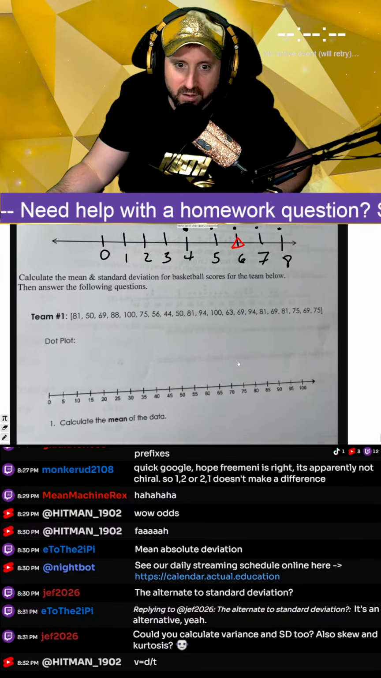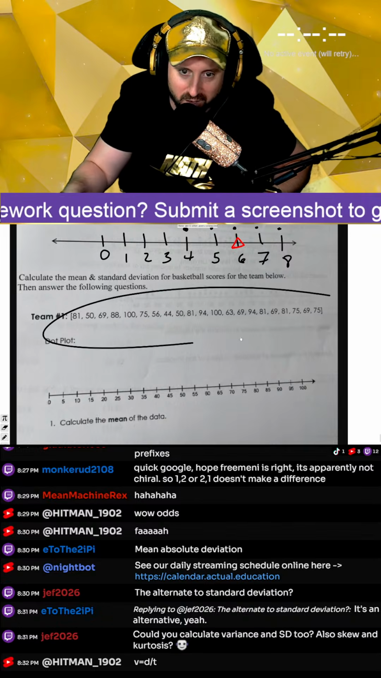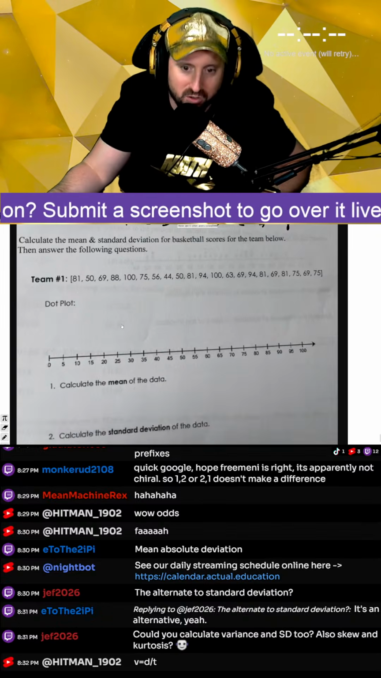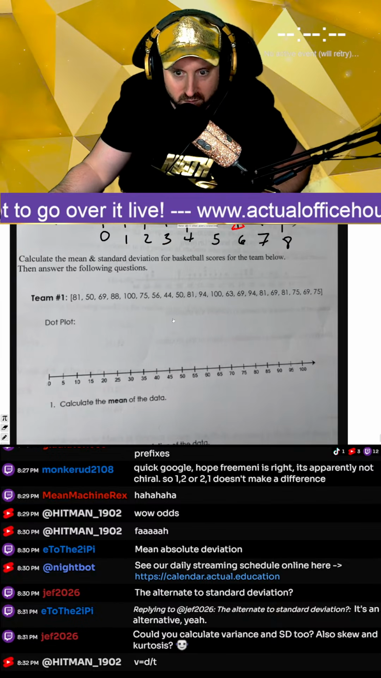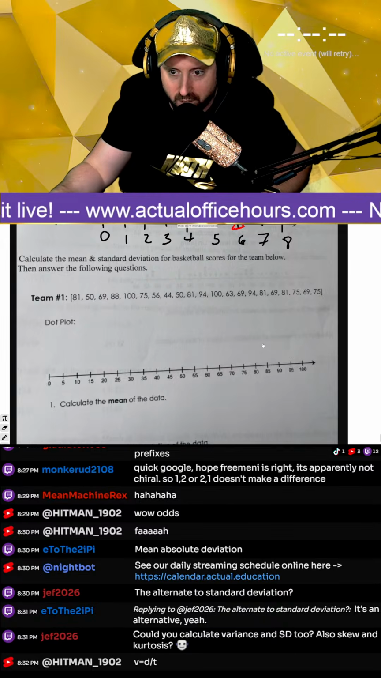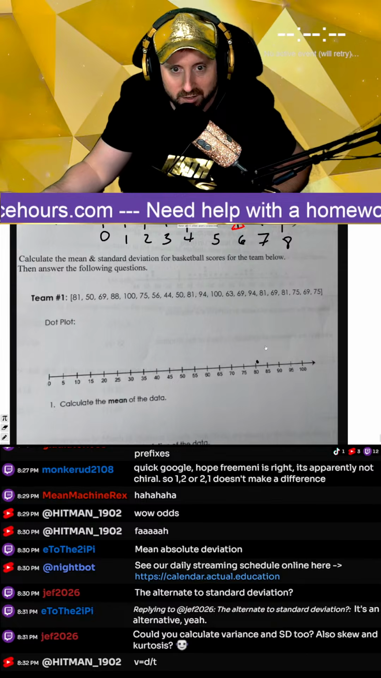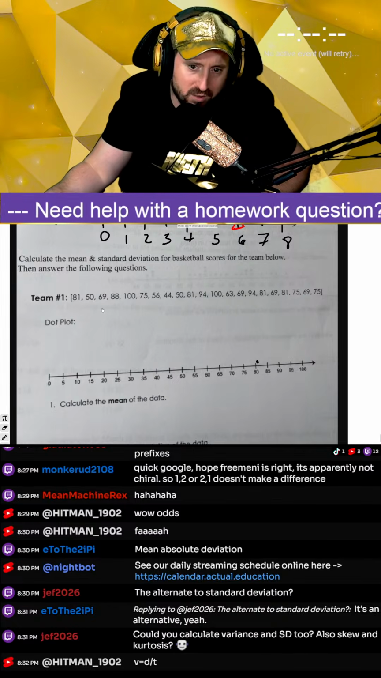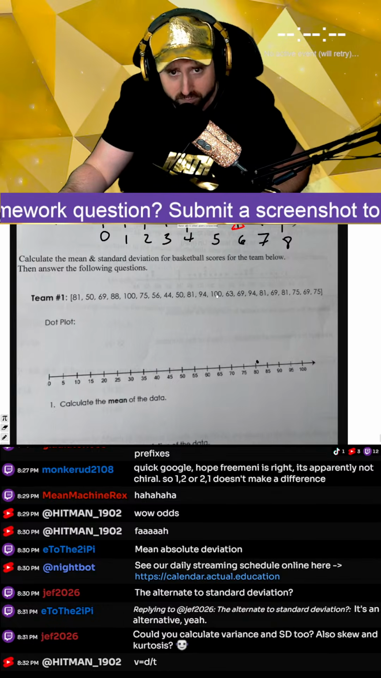Okay. Calculate the mean and standard deviations for the basketball scores. I don't know. Just plug this in your calculator. Do you actually have to do this by hand? And again, to do a dot plot, you just put dots. There's actually a difference whether this is a sample standard deviation or a population standard deviation.